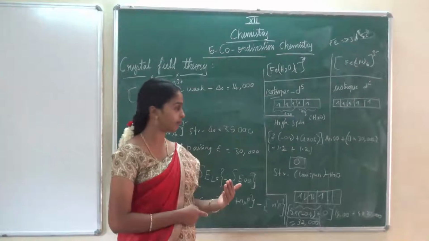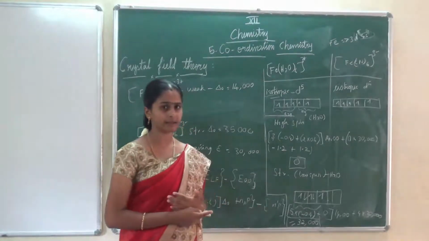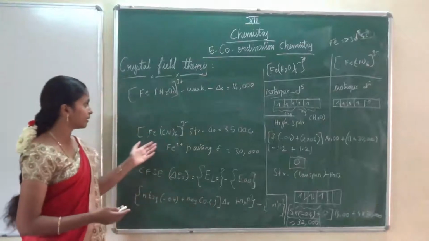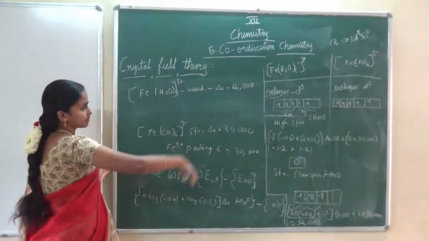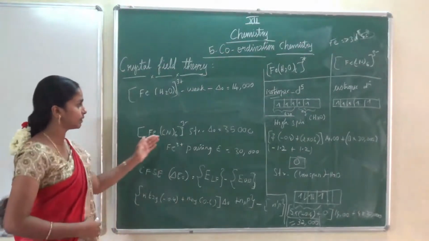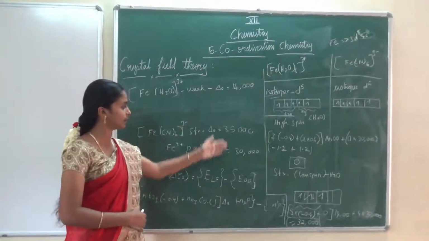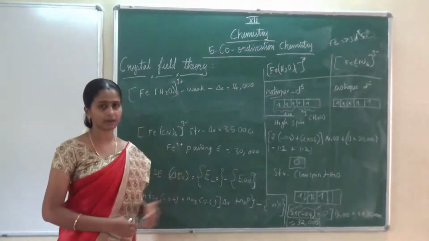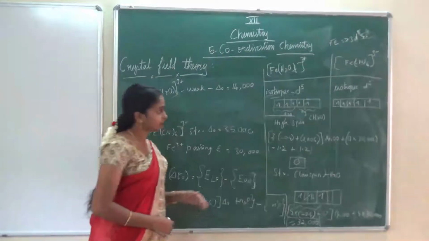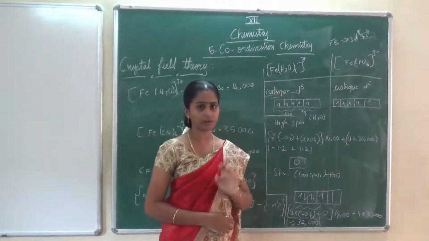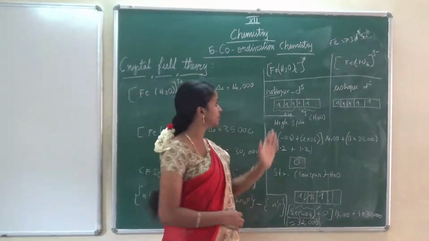High spin complex means the ligand is a weak ligand, and the pairing does not take place. In the beginning itself, when we compared the delta value and the pairing value, we had already said this. But even so, we have to work it out and show it. So this complex can form only as a high spin complex. High spin complex only is possible for this type.